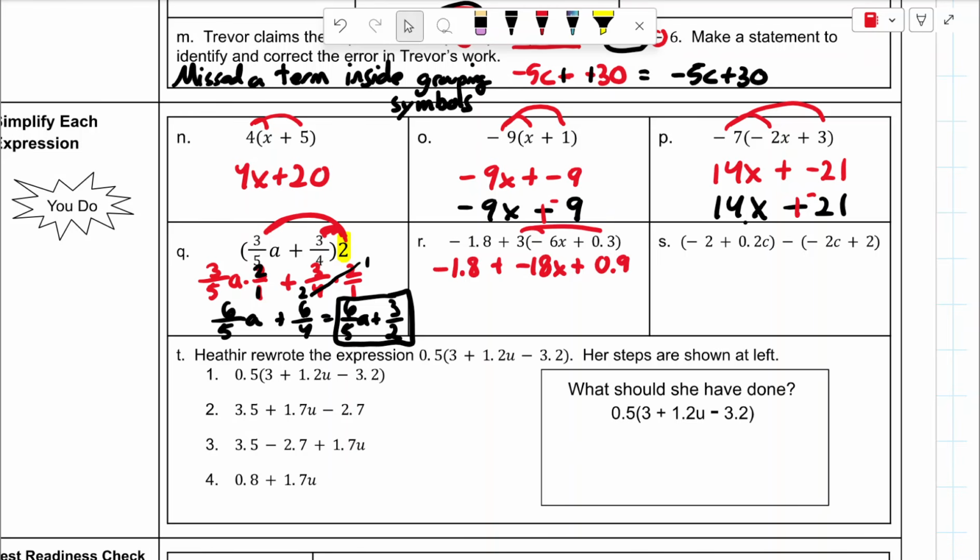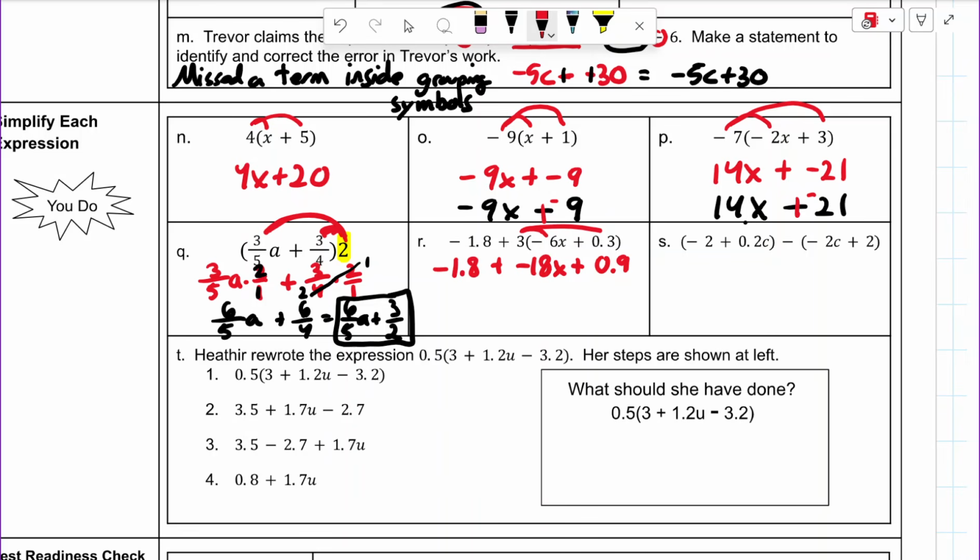Okay, I have a partial problem done. I thought there's a 3 next to this grouping symbol with no indicator what it is, so I distributed the 3 times the negative 6x and the 3 times the 3/10. I got negative 18x plus 9/10.